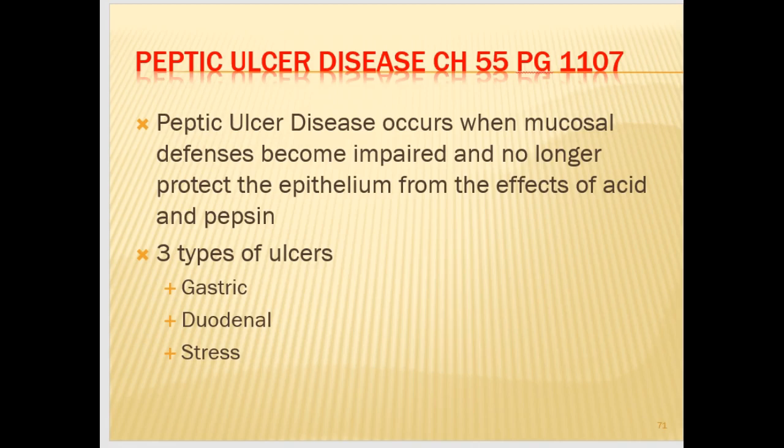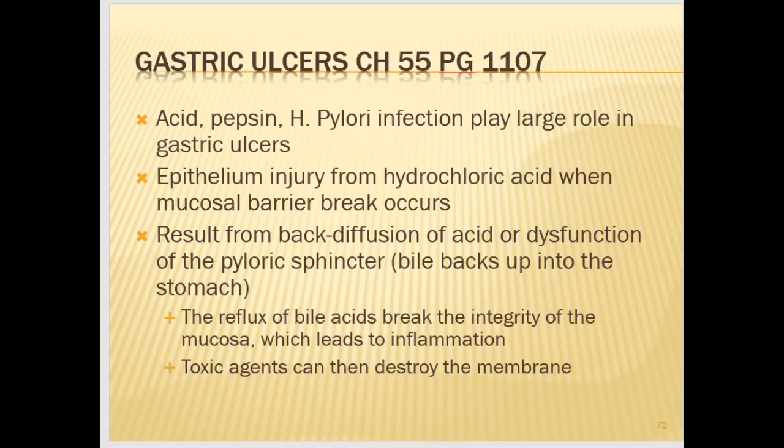So peptic ulcer disease occurs when mucosal defense becomes impaired and no longer protects the epithelium from the effects of acid and pepsin. There are three types: gastric, duodenal, and of course the stress ulcer. So look at gastric ulcers, that's on 1107.